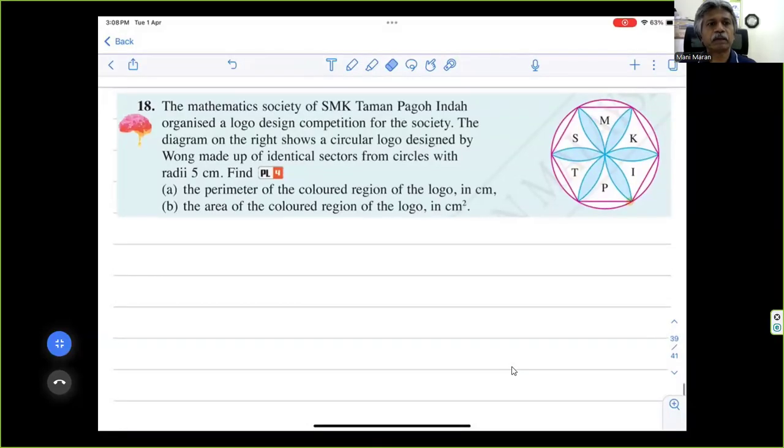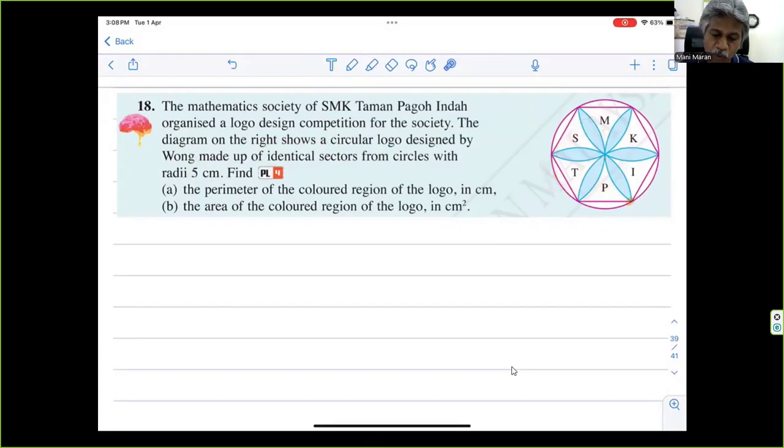Hi. So let us take a look at the last question in the summative exercise, which is question number 18. Let's go through the question first. So here you are given the Mathematics Society of SMK Taman Pago Indah organized a logo design competition for the society. The diagram on the right shows a circular logo designed by Wong, made up of identical sectors from circle with radii 5 cm. So just take a look at this diagram.